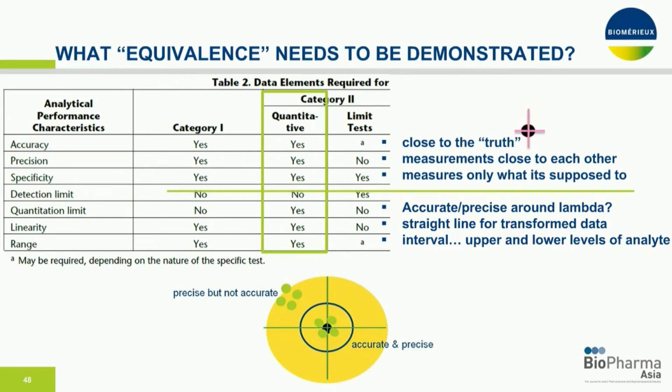Since it's a quantitative test, we don't look at the detection limit. We look at the quantitation limit, or the limit of quantitation. This should be accurate and precise around the sensitivity, also called lambda. The linearity, that's something everyone in BET testing is familiar with, and range as well. That's just the upper and lower levels of the analyte that can be detected.